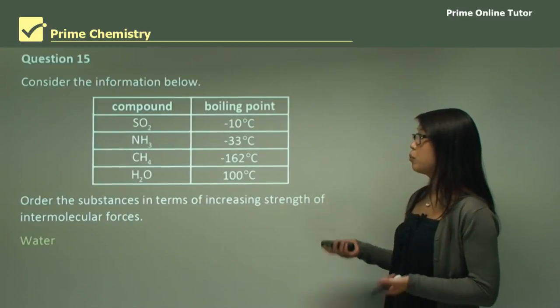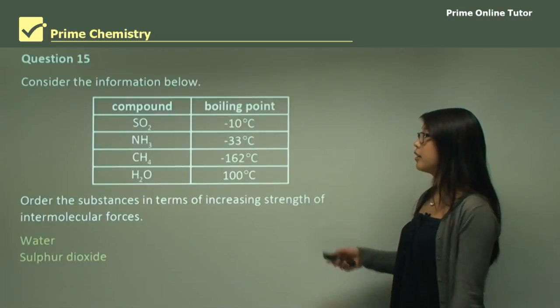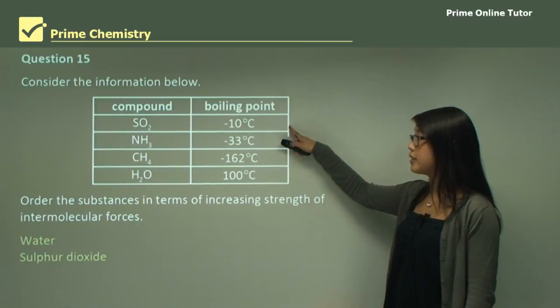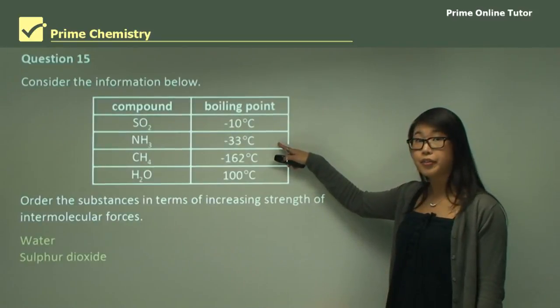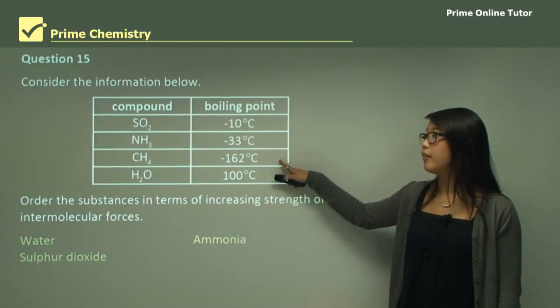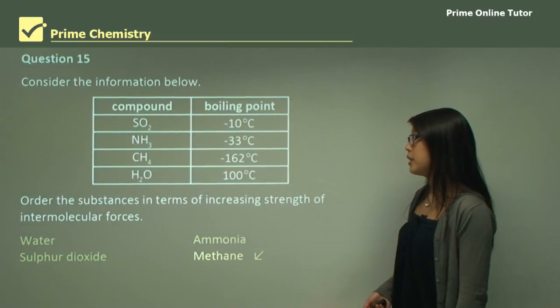So first of all, water. Water has the highest boiling point. Then the next one is the -10, sulfur dioxide. After that is the -33, ammonia. And then finally the lowest temperature here is the methane.